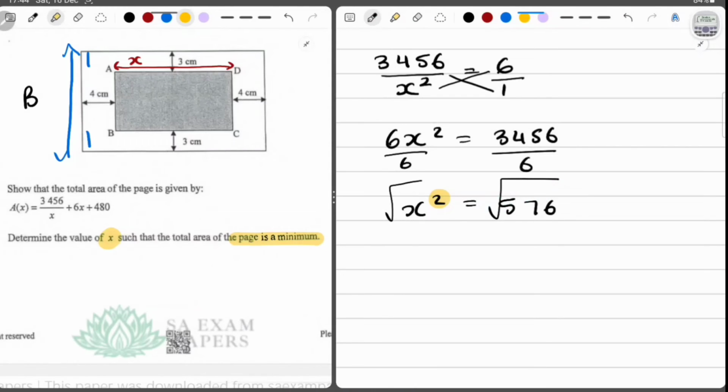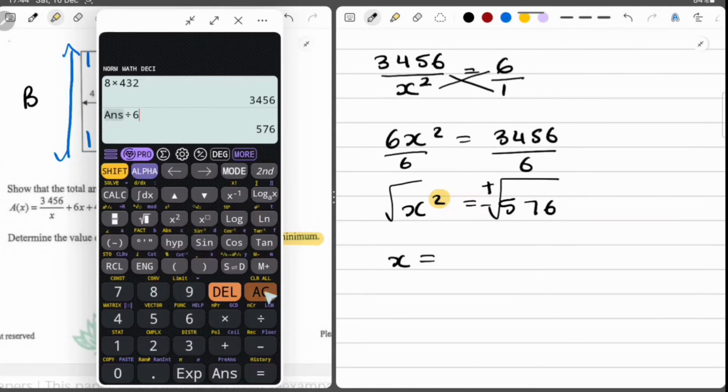But it's an equation. When you square root both sides, this is going to be positive or negative. So either x is equal to, what is the square root of this number? So I'm just going to say square root of 576, and that is 24. Either x is equal to positive 24 or x is equal to negative 24.